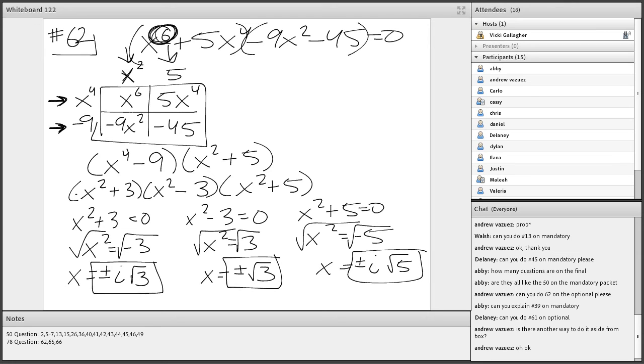All right, I'm going to go a teeny tiny bit out of order just because we're already in the optional packet. So let's go ahead and do 61 from the optional packet, and then we'll go back and do number 39 in the mandatory packet.